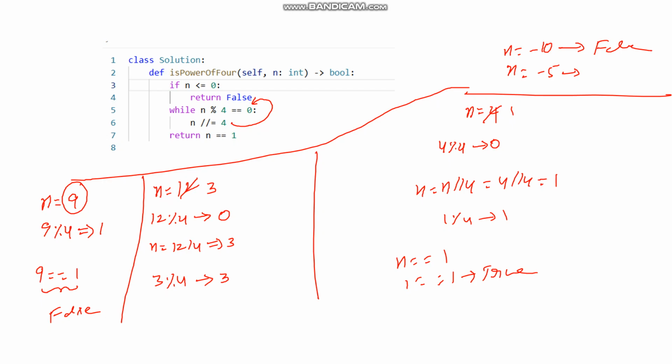Whenever the condition is false, outside the loop we have the return statement, return n equals 1. What is the current n value? 3. 3 equals 1? False. The answer is the false value. In this way, we can check for the power of 4.